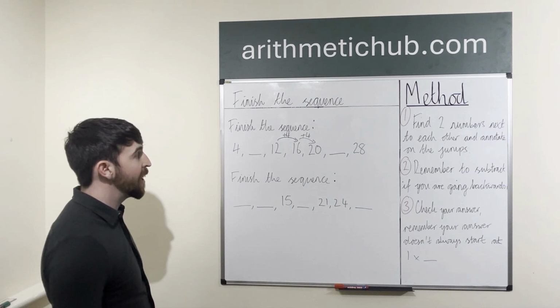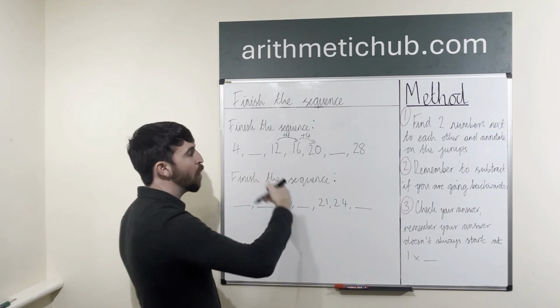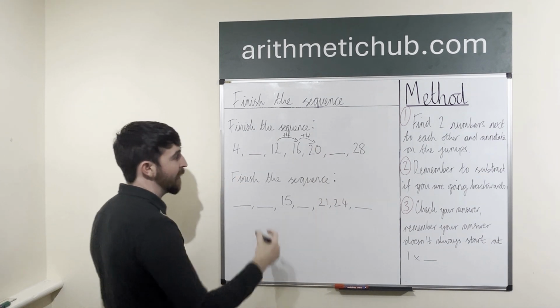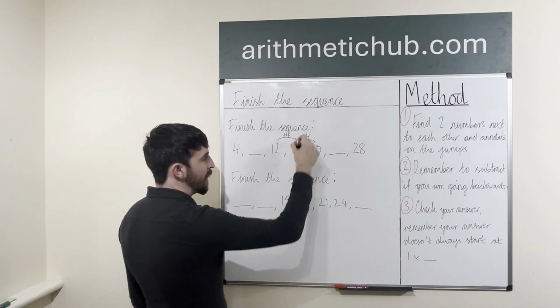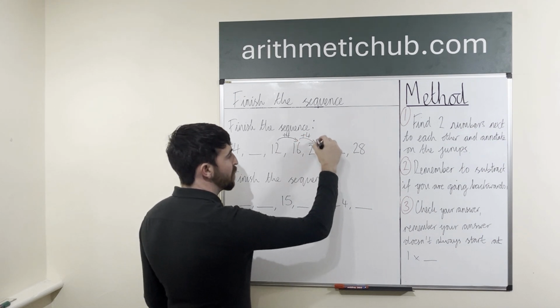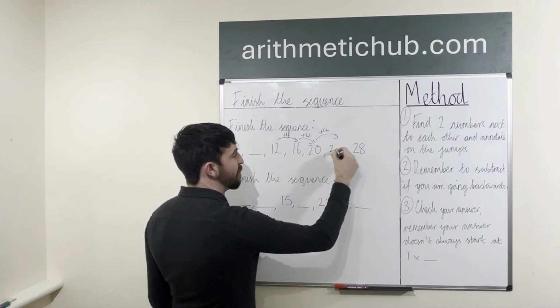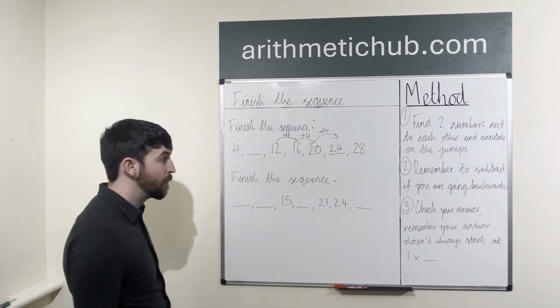So now what would make sense is to say, I know I've added 4 on each of these jumps, so I'm going to have to continue to add 4. We've added 4 here, we've added 4 here. Now what I'm going to do is say 20 add 4. 20 add 4 is going to give me 24.